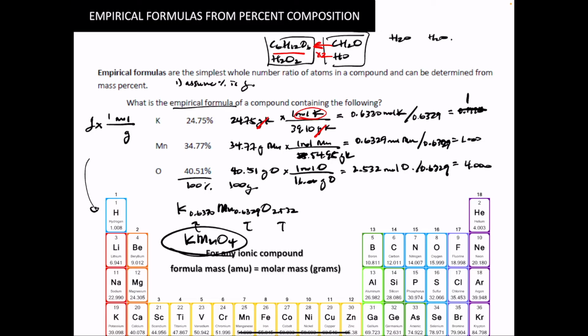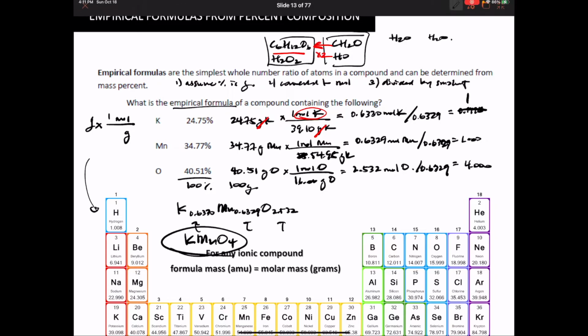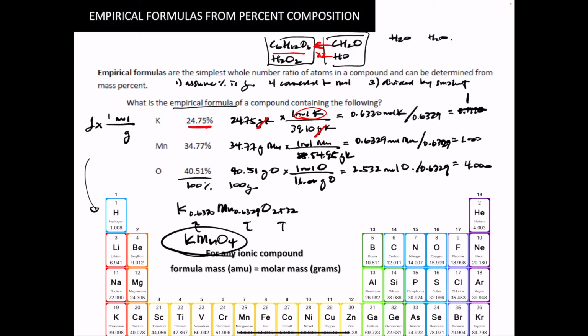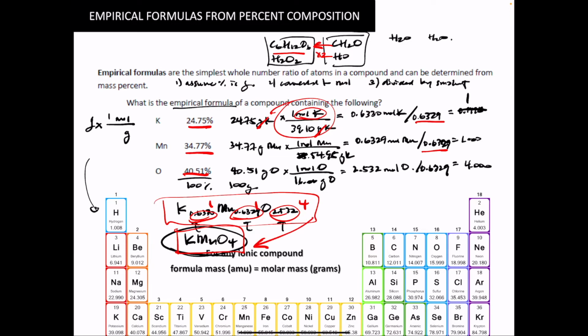So what we did was three steps. We assumed grams, we converted to moles, and step 3, we divided by the smallest. This is how we can go from mass percents to an empirical formula. Convert to moles first, divide by the smallest one to get a whole number ratio. We could report the original numbers, but it's strange. By dividing by the smallest one, we turn this to a 1, this to a 1, and this to a 4, and that's how we get our empirical formula.